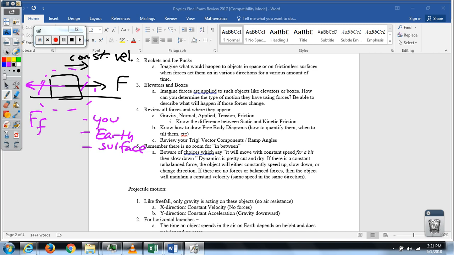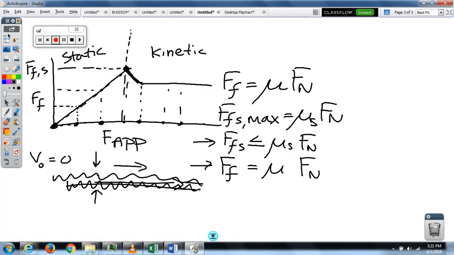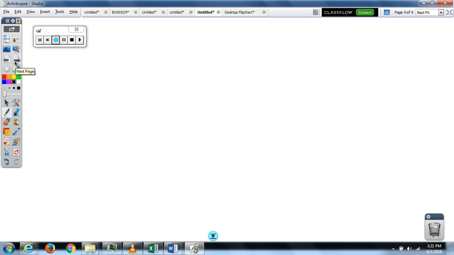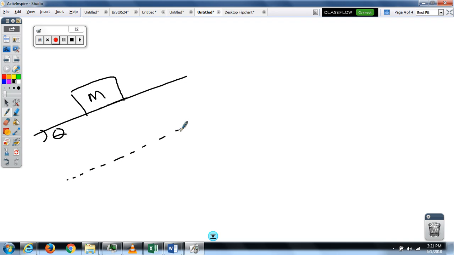All right, know how to draw the different types of free body diagrams, how to quantify them, when to tilt them, and review your trig, vector components, and ramp angles. If I ask you to come up with a free body diagram for this block, it's got a mass m, and this angle here is theta, then this is the situation where you would tilt the axis. This is the x-axis, and then you tilt the y-axis to be perpendicular to x.